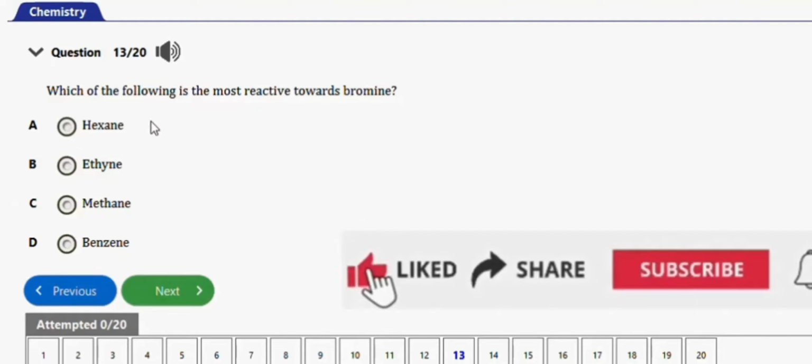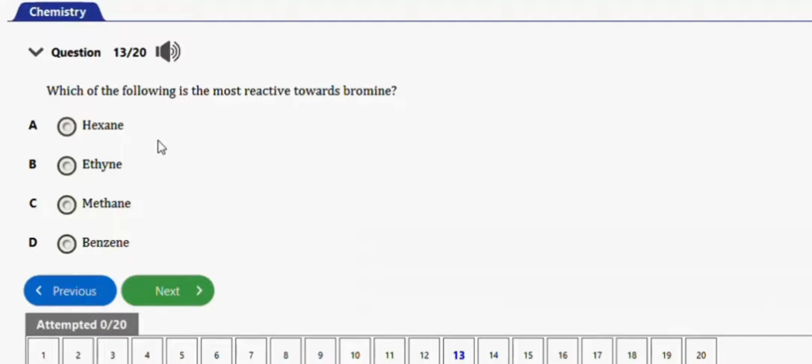We really appreciate this. So this question says which of the following is the most reactive towards bromine. The most reactive towards bromine is ethene. Alright, option B, very important.